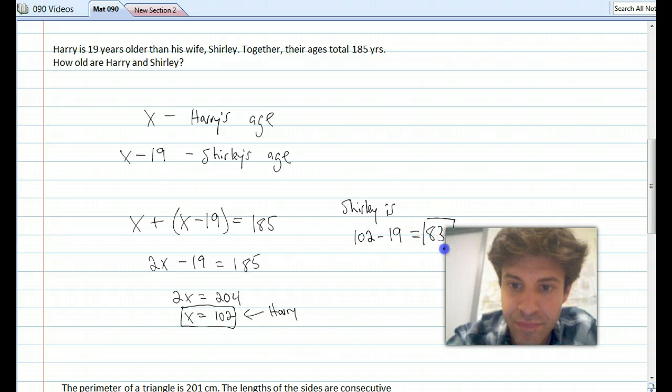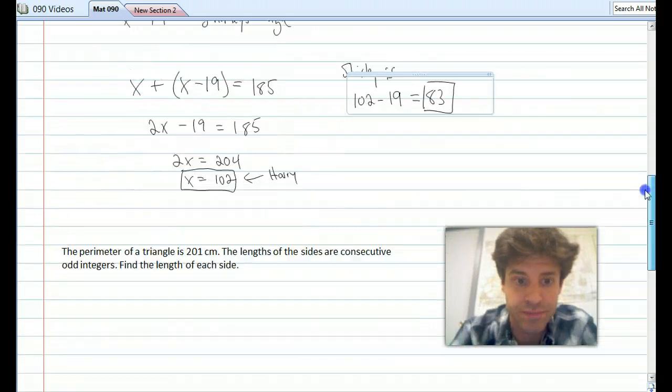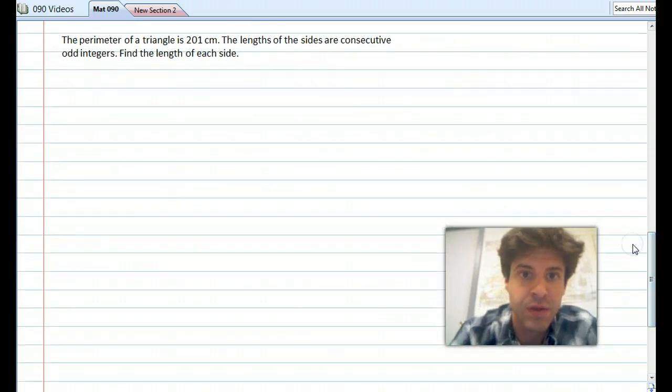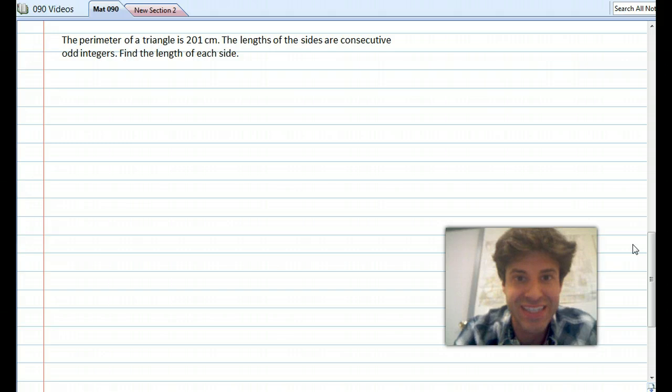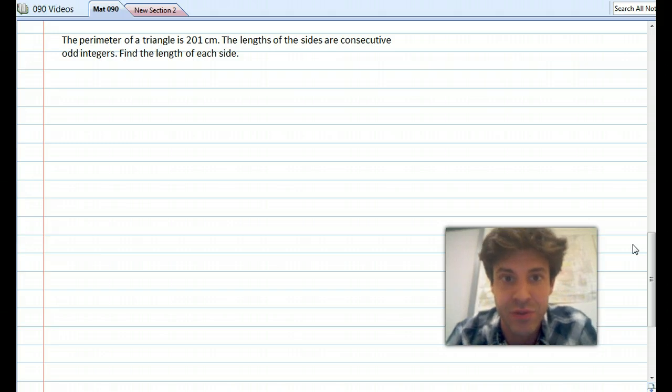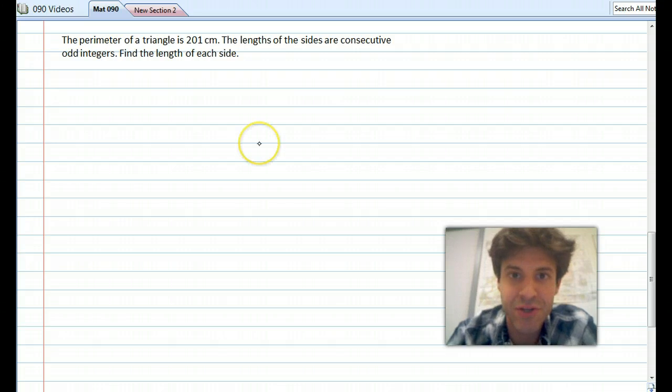Let's try another one. The perimeter of a triangle is 201 centimeters. The lengths of the sides are consecutive odd integers. Find the length of each side. Think about it for a little bit and see what you can do. I'm going to draw a little picture.